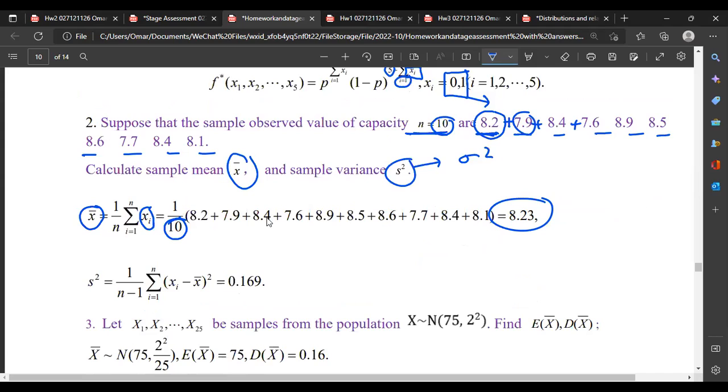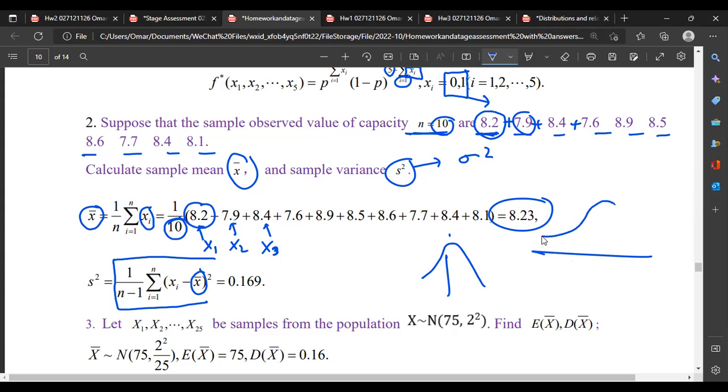Okay. And now the sample variance is s square. Here is the formula, 1 by n minus 1. And then, as you see, this 8.2, 7.9, all these separate data are called xi, okay? It can be x1, it can be x2, 8.4, it can be x3, okay? So we try to find x bar, it is the mean. Let's say it's a graph, and here is the mean. So mean is sometimes mu, or sometimes it's x bar. So it depends on what kind of data you are working with, or what kind of distribution you are working with. So here is the mu.